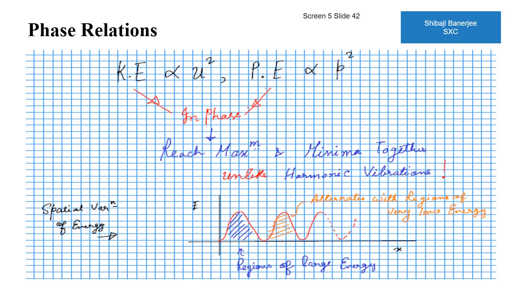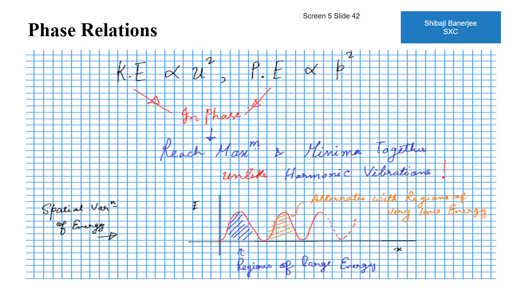We have found that the kinetic energy is proportional to the square of the particle velocity, whereas the potential energy is proportional to the square of the instantaneous pressure, and these two quantities always oscillate in phase. Thus the kinetic energy and the potential energy always reach their maximum and minimum together. In harmonic oscillations these two are always separated in phase by 90 degrees.